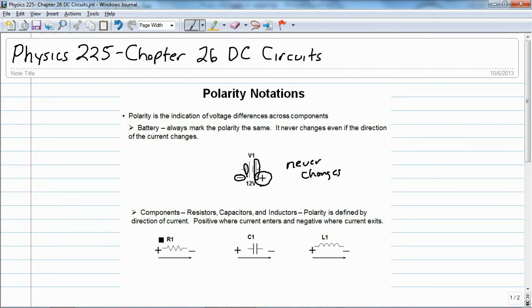Okay. Now for resistors, capacitors, and our soon to be discussed inductors, the current determines the polarity. Where it enters is a plus, where it exits, it's a minus. Enter plus, exit minus. So this is how you determine how to mark your polarities in your circuits based on the direction of the current.